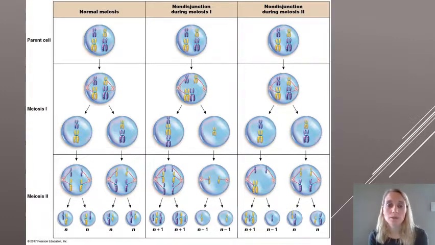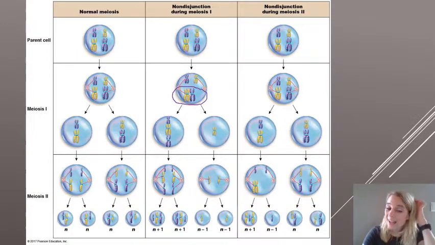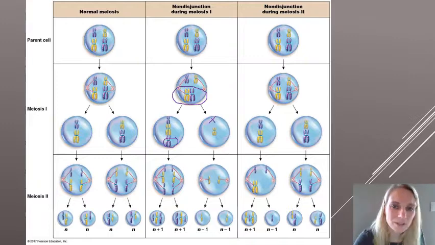Now take a look at the middle column. This is non-disjunction during meiosis 1. Remember, in meiosis 1 anaphase, we're pulling apart the homologues. Now take a look at this right here. What's happening is that the second set of homologues, the larger of those two chromosome pairs, both of them get pulled to one side. So this cell over here is missing its chromosome, and this cell over here has too many. One has an extra chromosome and one is missing a chromosome.